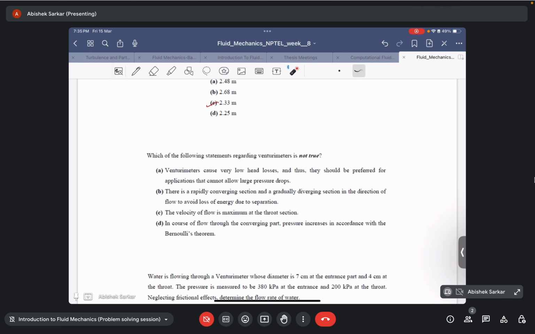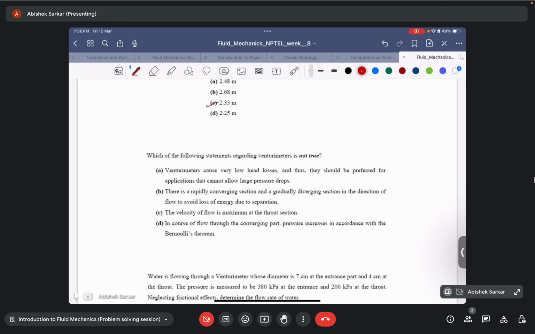By applying the continuity equation, since the area of the flow is least at the throat section, the velocity of the flow will be highest at the throat. In the course of flow through the converging part, pressure increases in accordance with Bernoulli's theorem. Given that we are using venturi meters to measure the flow rates of fluid traveling in the subsonic regime, since the area of the cross section reduces in the converging part, the velocity increases from the continuity equation, and then the pressure should decrease as well in order to satisfy Bernoulli's equation.